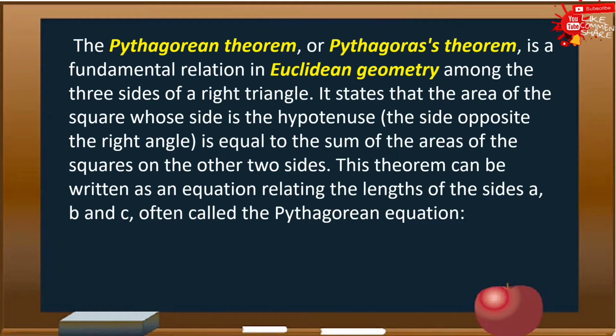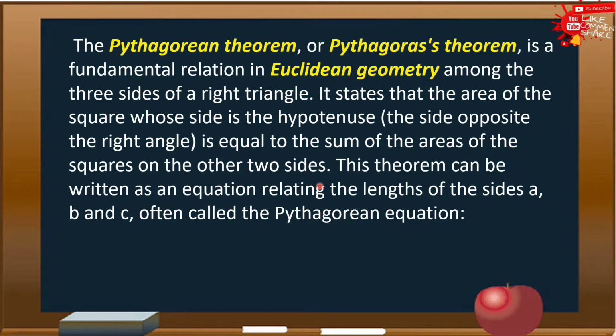So, recall natin ang Pythagorean Theorem or Pythagoras Theorem. It is a fundamental relation in Euclidean geometry among the three sides of a right triangle. It states that the area of the square whose side is the hypotenuse, the side opposite of the right angle. So, ibig sabihin, yung opposite ng right angle natin, yun yung hypotenuse, is equal to the sum of the areas of the squares of the other two sides.